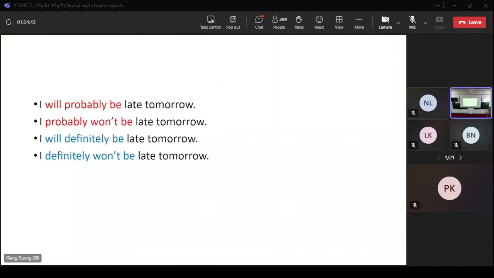To note is probably and definitely. When I was young and I learned the grammar, I was taught like this. I will probably be late tomorrow, but in negative form in the future, I have to use I probably won't be late tomorrow. The same situation with definitely. However, now you can see that people can use I won't probably be late tomorrow or I won't definitely be late tomorrow. Is it easier now in terms of grammar use?